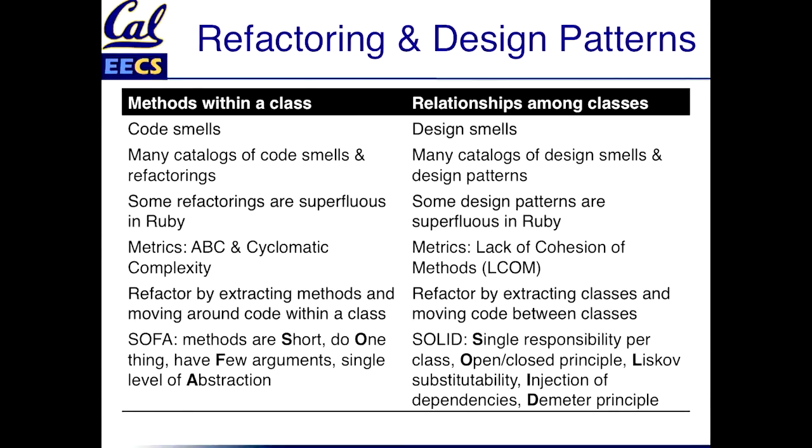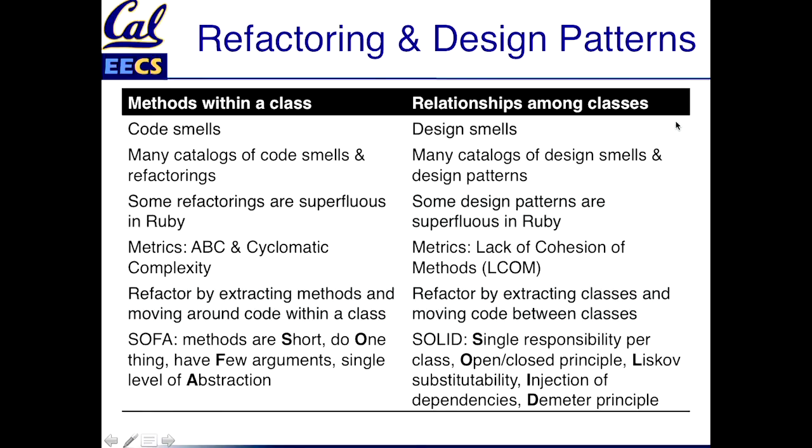Without going through this table in detail, what I want to point out is that there are direct correspondences between what we're doing with design patterns and what we already did with things like method-level refactoring and SOFA. Within a class, we talked about looking for code smells within a method. There were lists of code smells that you could check against. There were different metrics that you could use to quantitatively see if your code was running into trouble. You could refactor by moving code from one method to another. And we had this set of guidelines called SOFA that summed up some of these best practices.